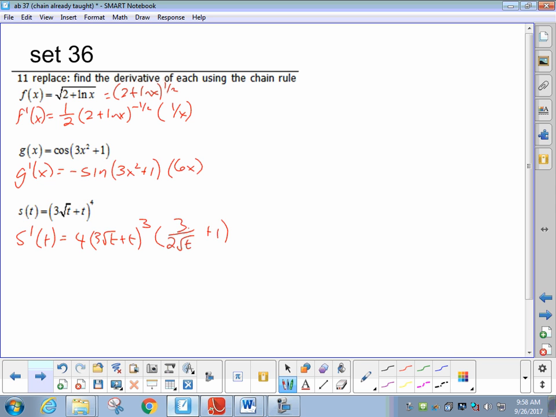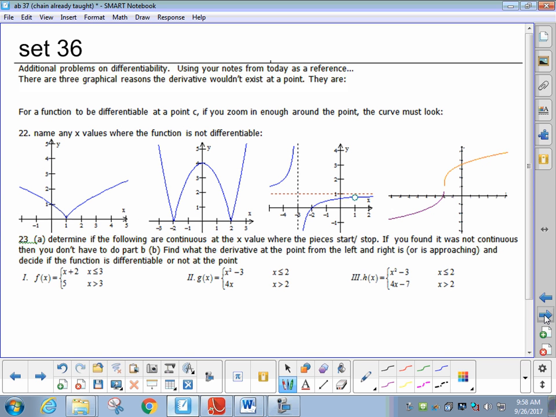Sounds like those went pretty well. Good job on the chain rule. That's a good skill there. And then the back. The back was a little bit more. It was meant to be use your notes to help you remind or review that. What are the 3 reasons the derivative doesn't exist we talked about?